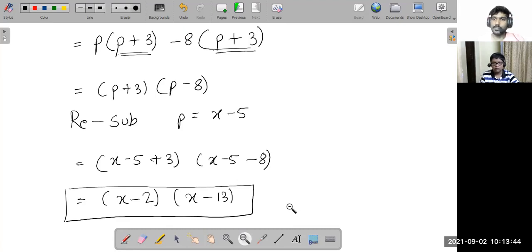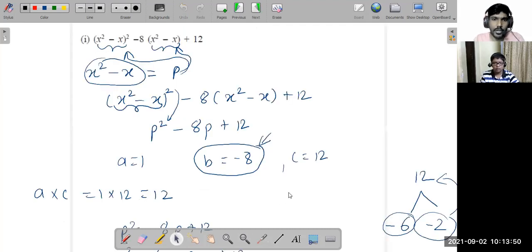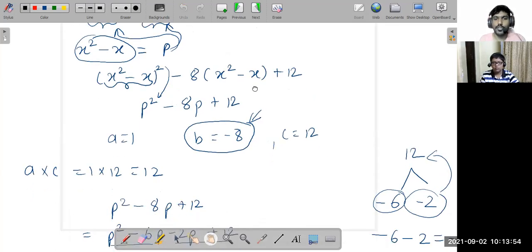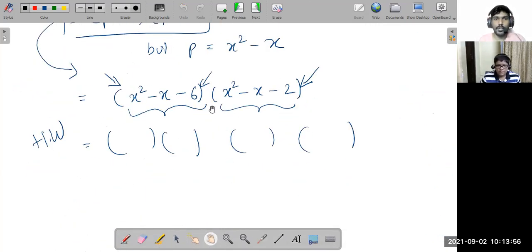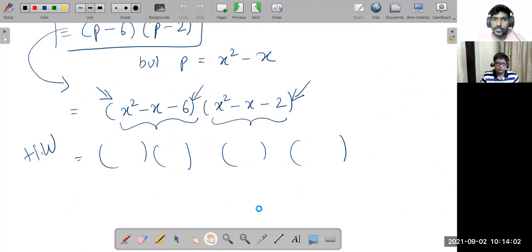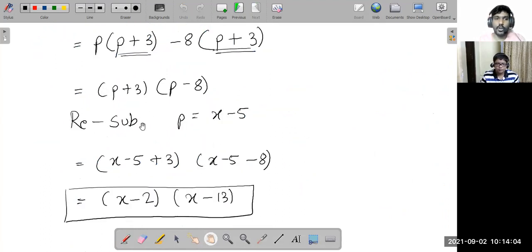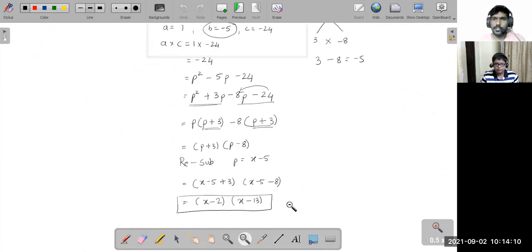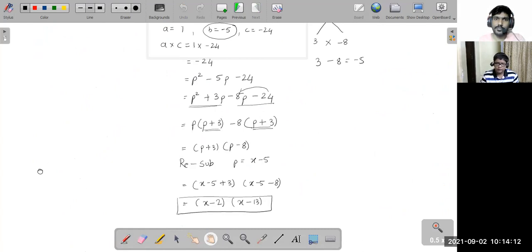Got it? Yes. In the previous sum, we had got a quadratic polynomial. Here, in the first sum, you got a quadratic polynomial, and this again you had to solve it. But this is not like that. Here we did not get a quadratic polynomial. We got a linear polynomial. That's why there was no need to solve. So that's the answer. Did you understand this?